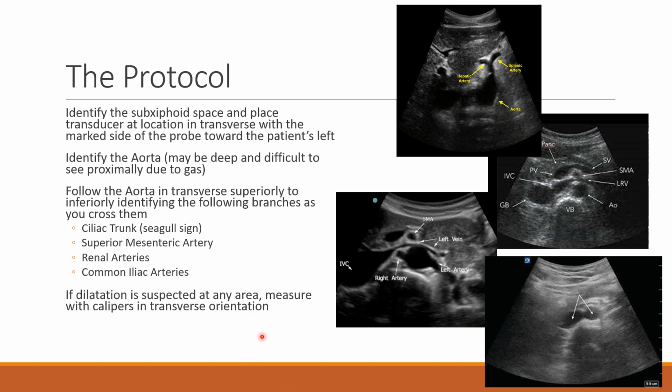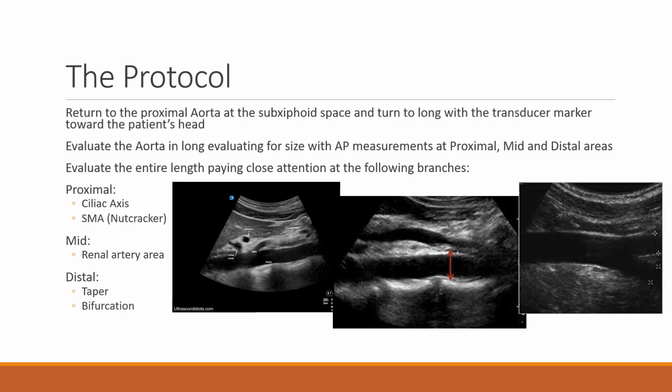If you see an area of focal dilatation anywhere along as you progress down the transverse aorta, you're going to want to make sure that you measure that area and evaluate it for its diameter being greater than 3. Once you've completed your transverse assessment, then you're going to return right up to where you started at the subxiphoid area, rotate your transducer 90 degrees. Now the notch in your transducer should be pointed toward the patient's head.